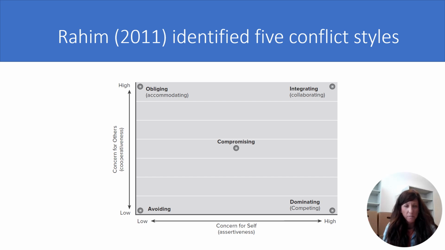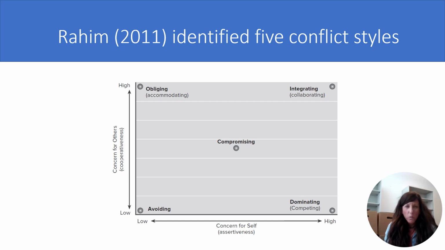concern for other. So if you look at the visual there, you can see that concern for self is the label used on the x-axis. You can see that concern for self goes from low to high. What Rahim is talking about there is, just how concerned are you about getting your own goals met?